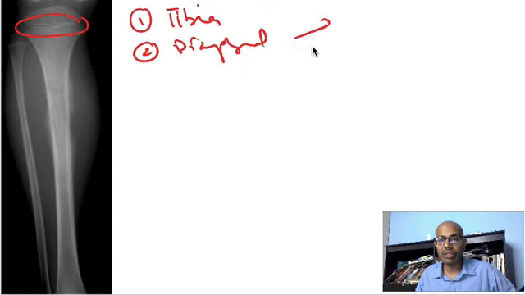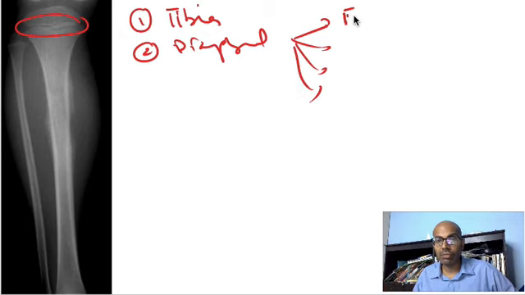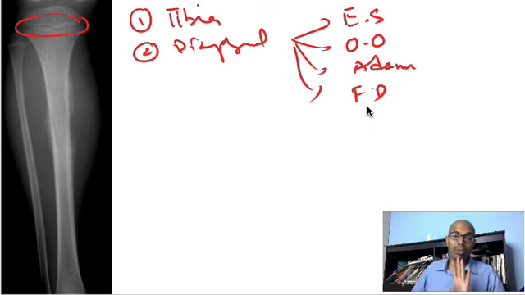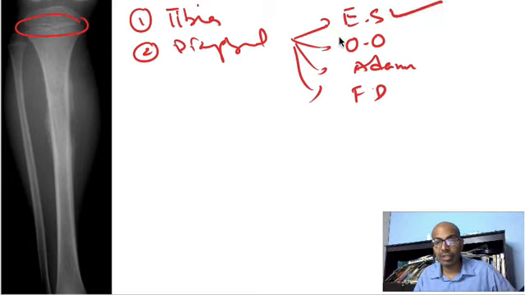What are the diaphyseal tumors that we know of? There are only 4 diaphyseal tumors that we know of. One is Ewing sarcoma, second one is osteoid osteoma, adamantinoma, and the fourth thing is fibrous dysplasia. There are only 4 diaphyseal tumors we know of. So if you have a child who's come with fever, toxic symptoms, and a large lesion or a swelling in the tibial diaphysis, very high chance that it is Ewing sarcoma.